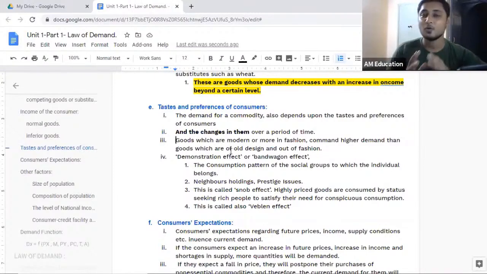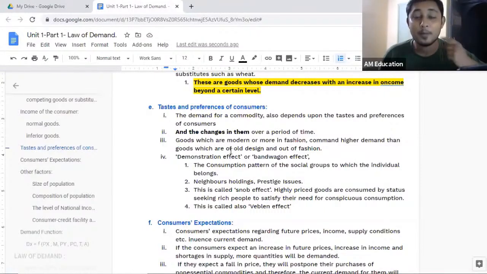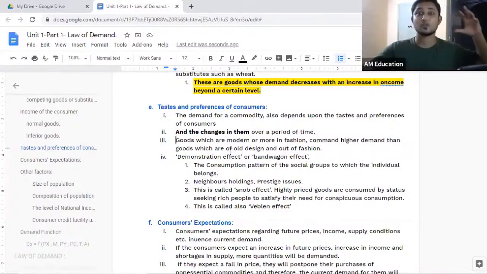So the demand for a good depends not only on the price of the related commodities and the income, but also on the consumer's taste. What is he preferring to buy? What are his preferences? Does he want a sedan car, or a hatchback, or a multi-utility vehicle, or a super utility vehicle? Like you want XUV or Creta or Verna, which is a sedan, and hatchback is Swift. So what is your preference?